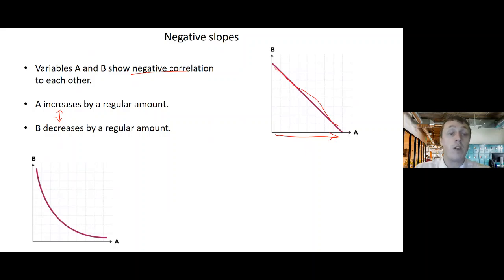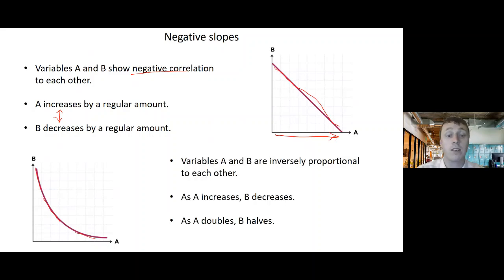If you do have a non-linear negative slope, just check how that slope is changing. So here it's getting less steep, so it's a decreasing rate. So we can say that it's inversely proportional to each other, because as A increases, B decreases at a decreasing rate.